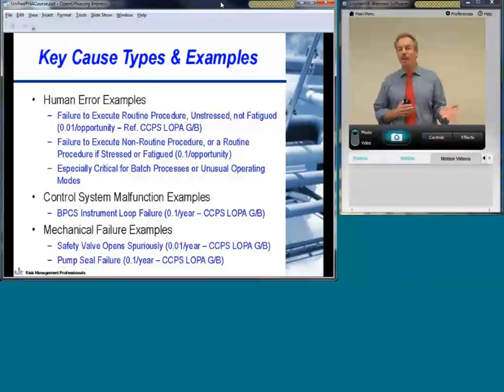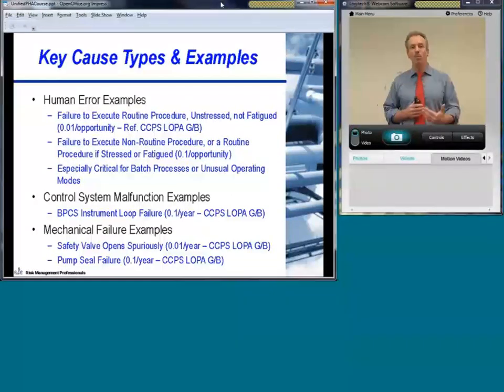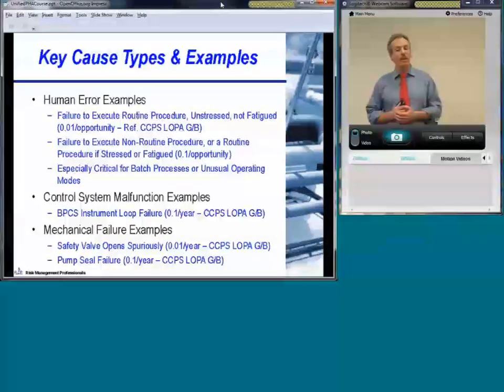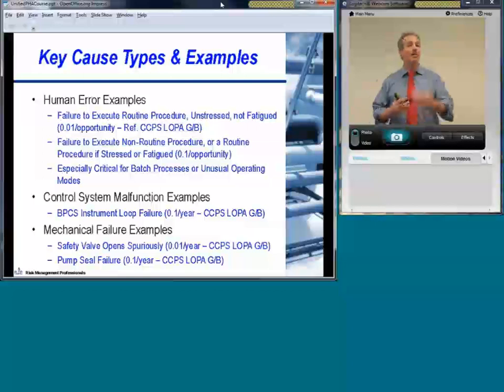Mechanical failure examples, things like a safety valve opening spuriously, they usually tag that with a 0.01 or 1 in 100 chance per year. Pump seal failures, 0.1 per year. These are the kind of things that can occur and various likelihoods associated with them. These numbers that are put there, again, most of them are out of the CCPS, Center for Chemical Process Safety, Layer of Protection Analysis Guidebook. These are typical screening values, typically conservatively high, just to make sure that you're not missing critical scenarios.